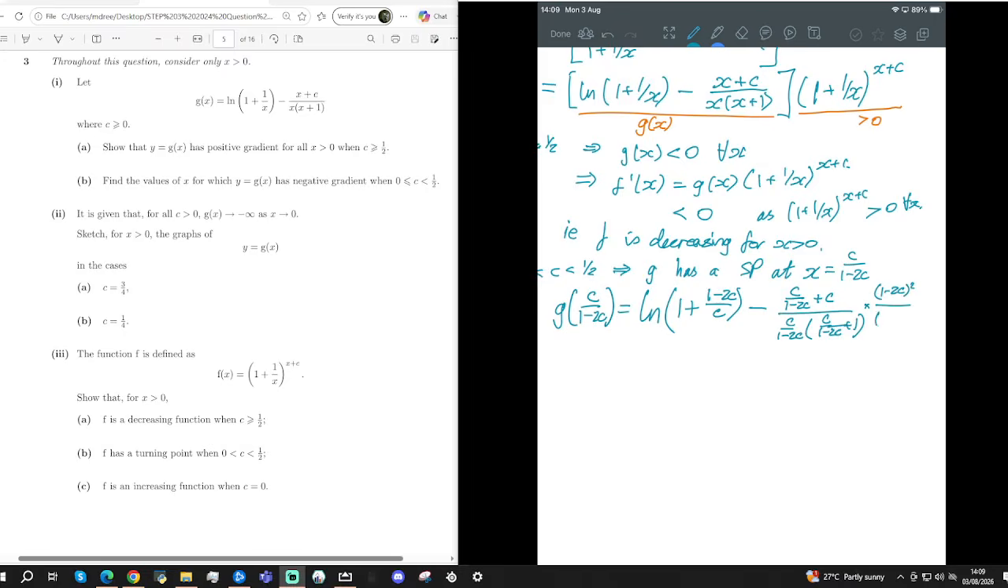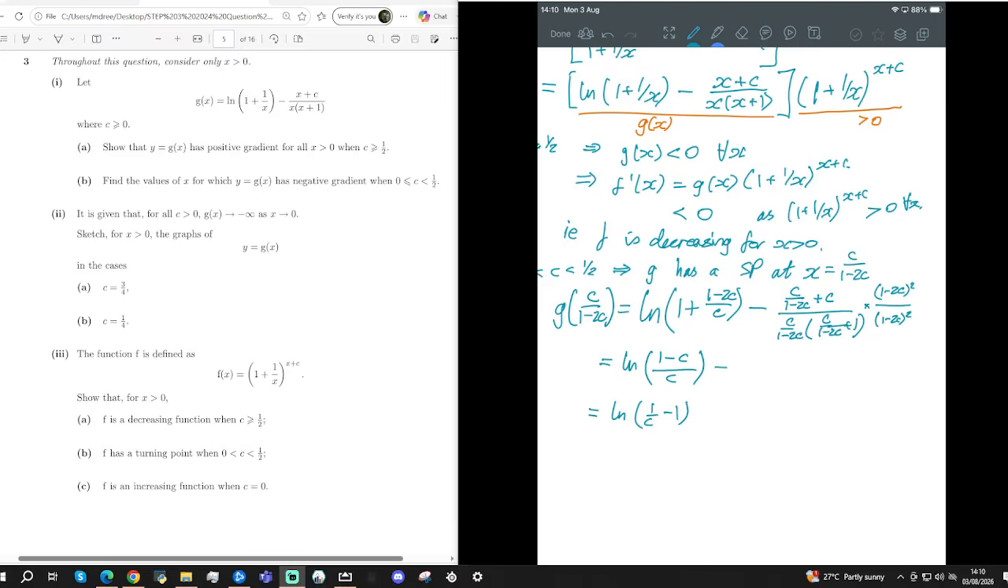1 minus 2c squared. Let's hope that simplifies nicely. The ln term at the front, if I smash that into a single bracket, I'm going to have c over c. So that's 1 minus c, which I might even turn into a 1 over c minus 1 later. I'll leave that on the next line as I might want to do this.